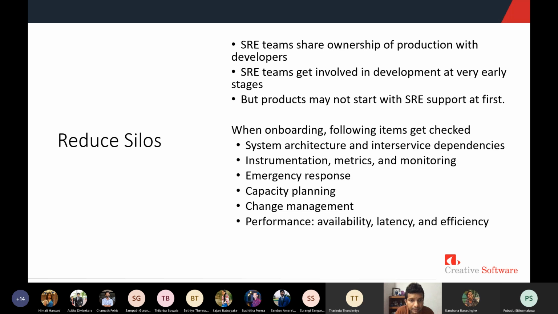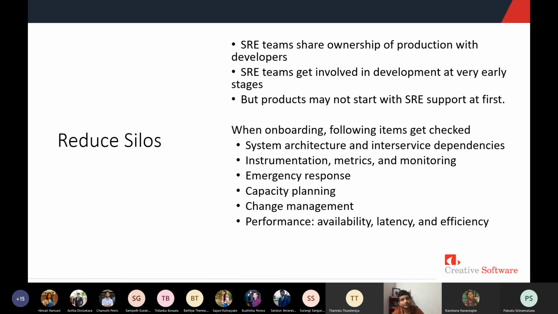And becoming a site reliability engineer is kind of an interesting thing. So it's primarily a software engineering role, but you will actually get to touch different areas or different aspects of software engineering. For example, you will be working with system architecture and inter-service dependencies. You will be understanding how services work in a dependent manner. Then it's important to see the instrumentation, metrics, how to monitor certain systems. That's also important.